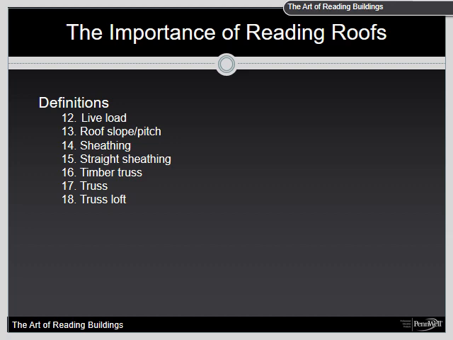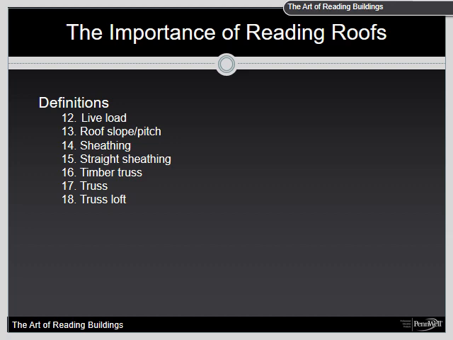Truss, an engineered structural element that uses groups of rigid triangles to distribute and transfer loads. The triangles create an open web space. Trusses are used in lieu of solid beams in many buildings.